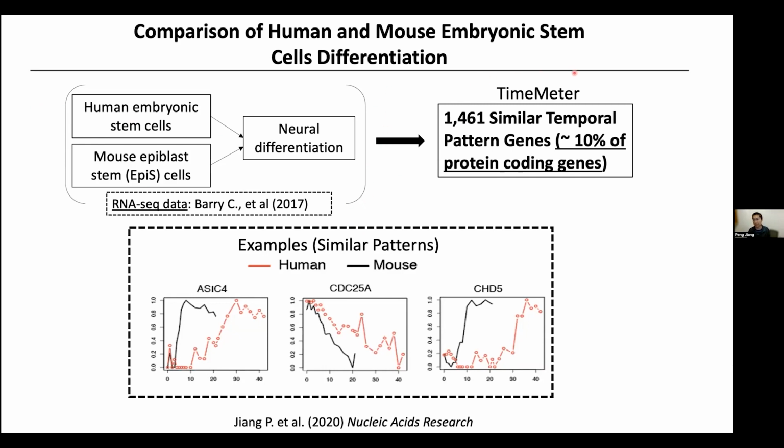Tempo Meter detected 1,461 similar pattern genes. This represents 10% of genes between human and mouse in terms of time course similarity. Here are some examples. The red one is the human cell differentiation and the black one is the mouse. They are similar regardless of progression or delay. So this represents 10%.